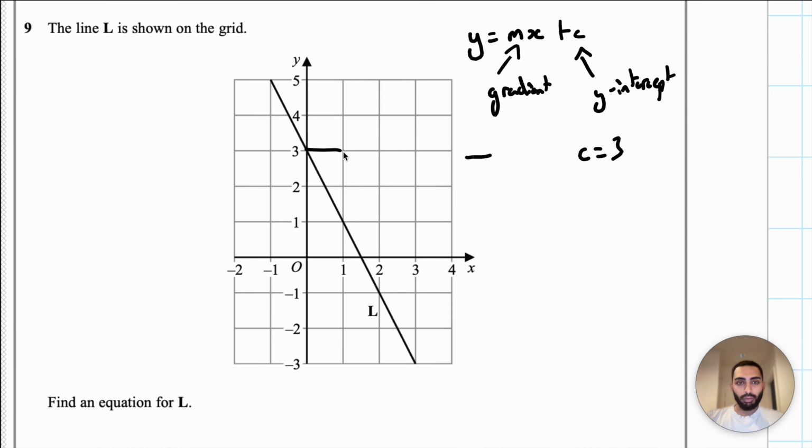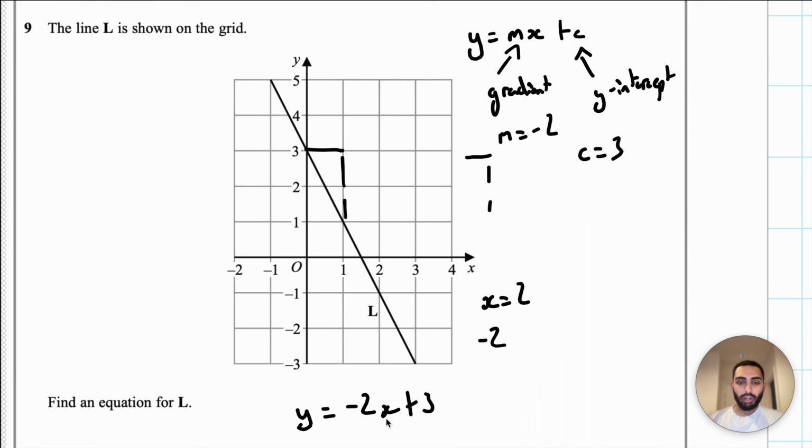So I can see for every one across, it goes down by 2. So that means the gradient, the m value, is negative 2. All I need to do now is substitute both of these in, and I get my equation. So y is going to be equal to, this m changes to negative 2, x, and my c value is 3. And one way you could check this is if x is 2, we should get a y value of negative 1. So we'll substitute it into here and see what we get.